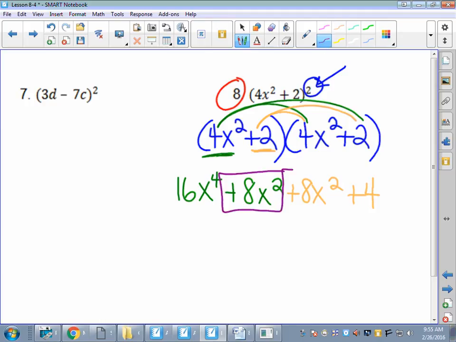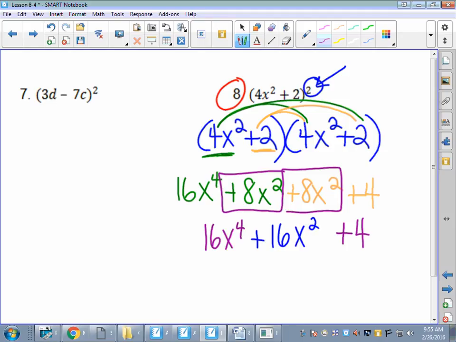So I've got my two like terms here in the middle. They don't cancel out because the signs are the same. So what will my middle term be? Remember, your exponent variable stays the same. Just add your numbers. So 16x to the fourth plus 16x squared plus 4.